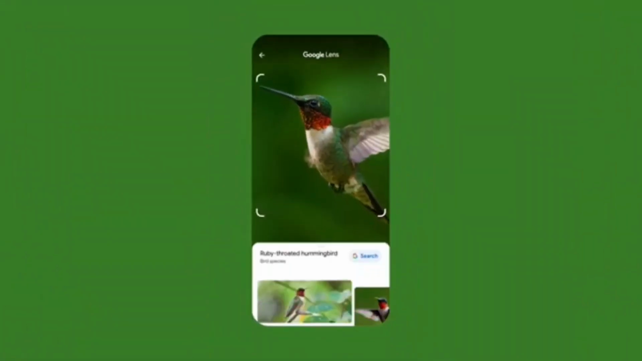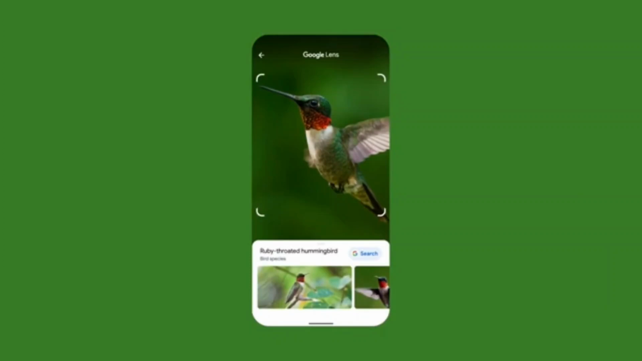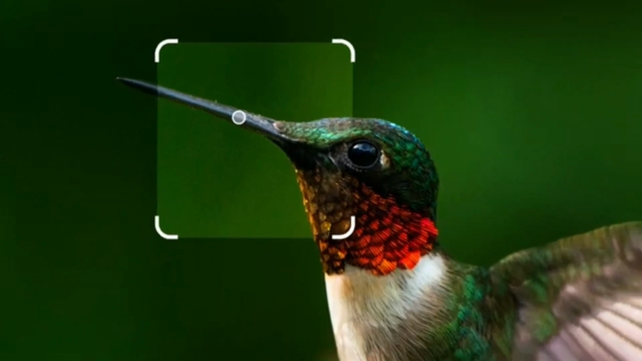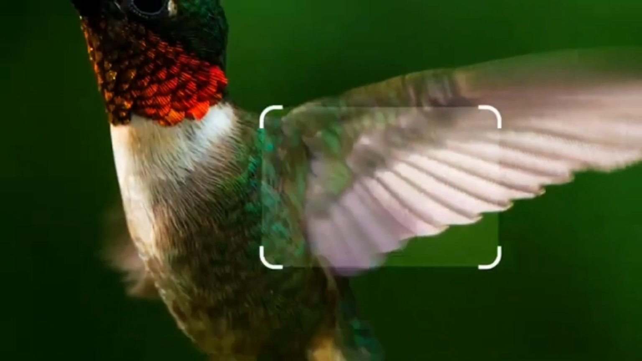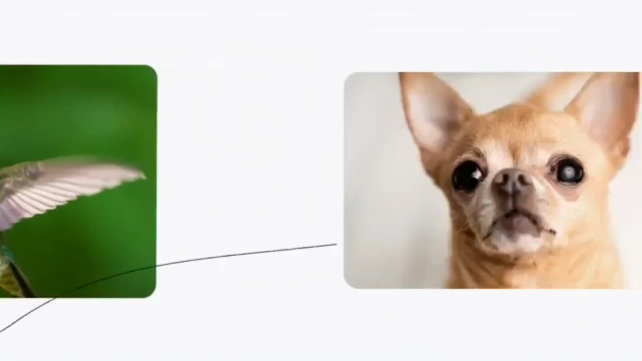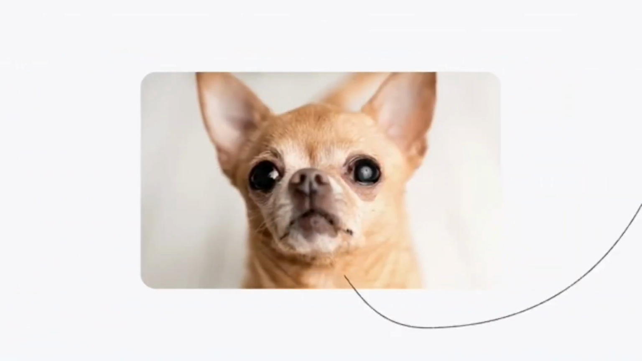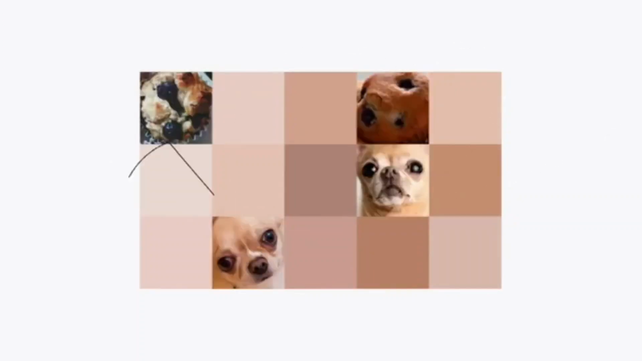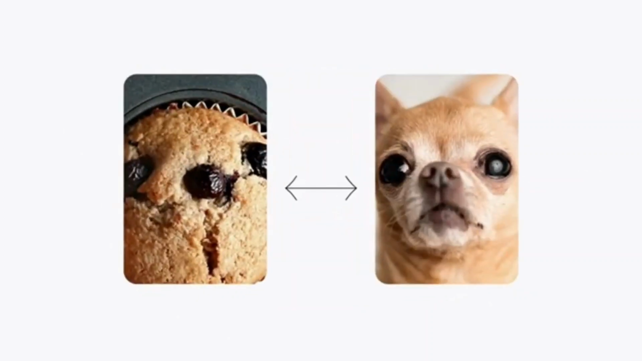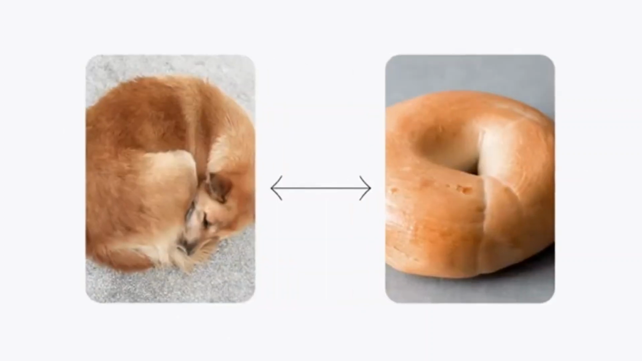Look, it's a ruby-throated hummingbird. But how does it know? When Lens looks at an image, it pays very close attention to all the details. It notices shapes, colors, textures, and shading. But what's instant and easy for humans is actually very difficult for computers. Lighting and shadows can affect shapes and colors, which in turn affect the data Lens has to work with. And sometimes a muffin can look like a chihuahua, and a puppy can look like a bagel.